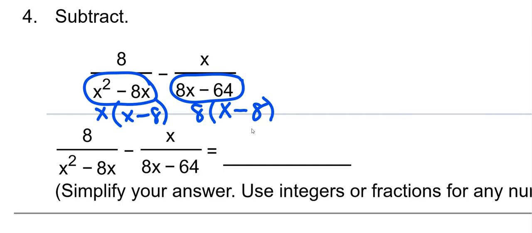What is the first denominator missing that the second one has? 64. Oh, it's got an x and it's got an x minus 8. Looks like it's missing an 8. So top and bottom, I multiply by 8. What is the second denominator missing that the first one has? X, top and bottom.